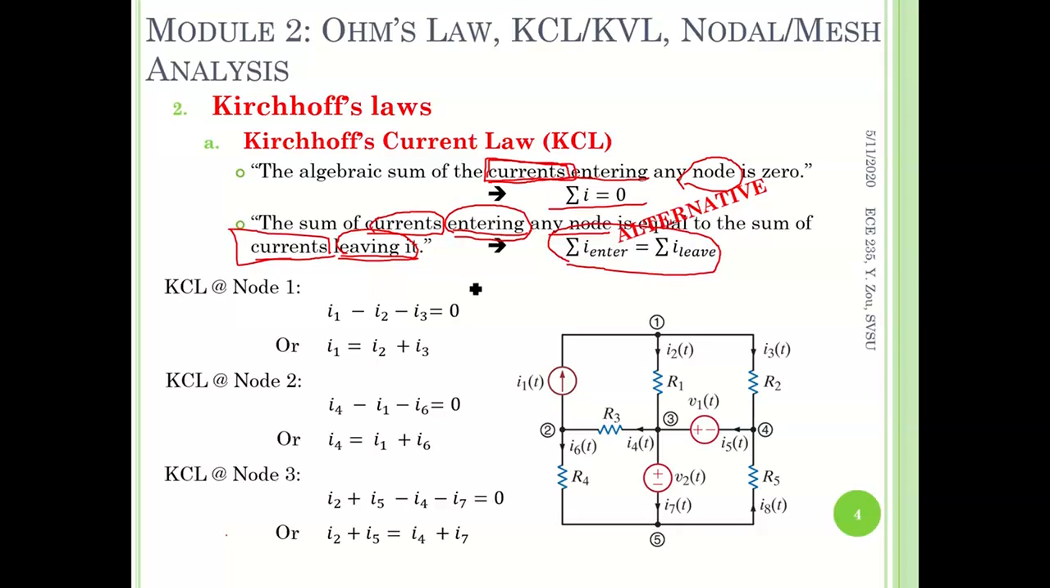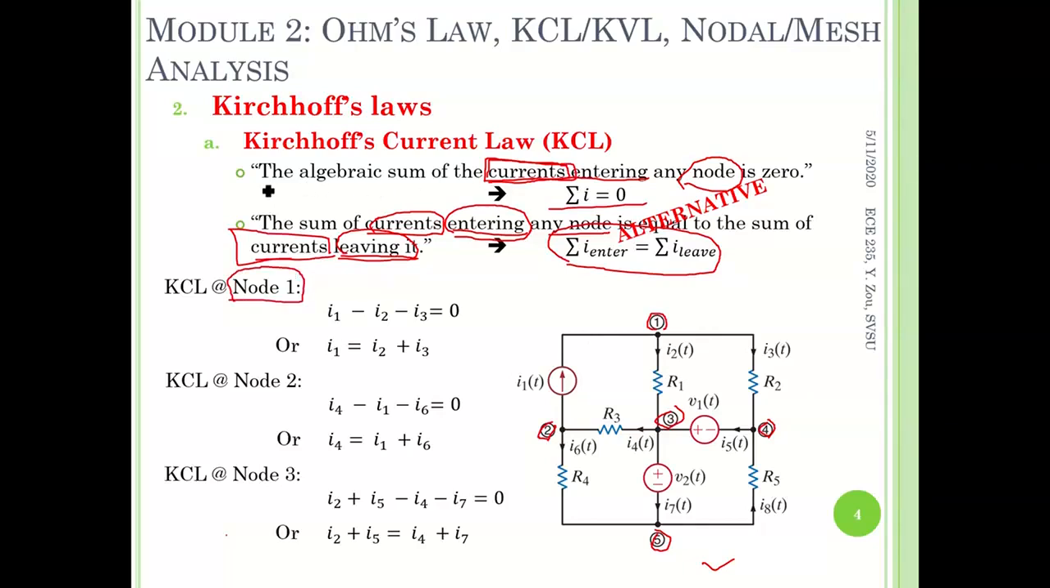Let's take a look at an example below to see what they're talking about. From this given circuit here, if you recall the concept of nodes, we should be able to identify up to 5 nodes: 1, 2, 3, 4, 5. For each one of them, we are able to come up with 1 KCL equation in terms of current. So let's see, for node 1, what can we do?